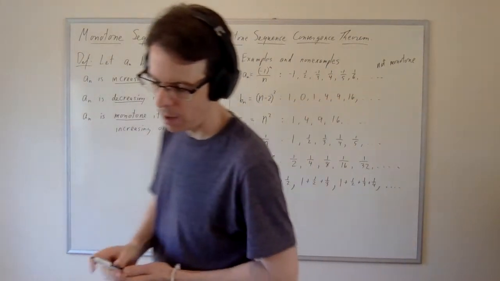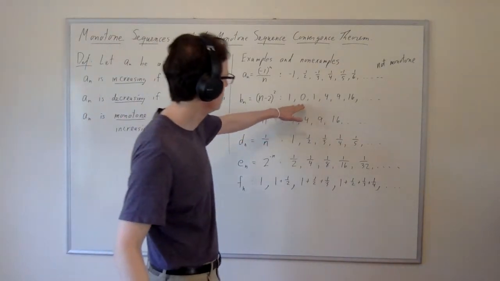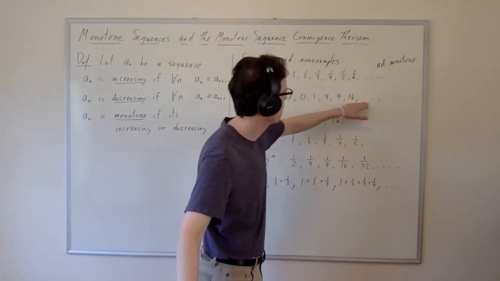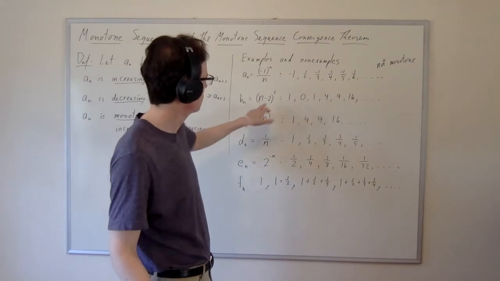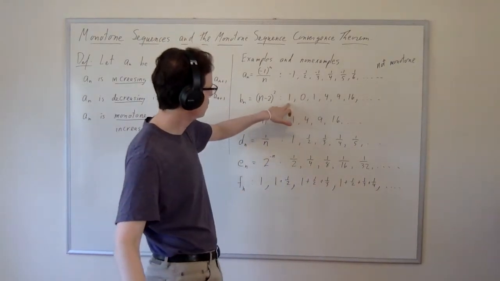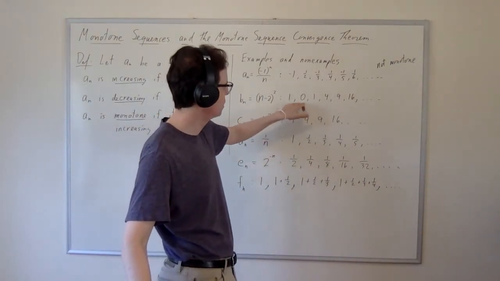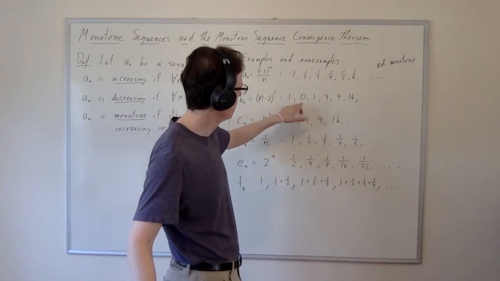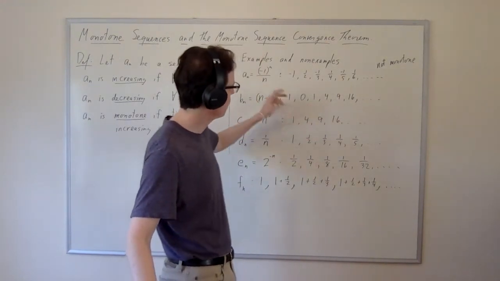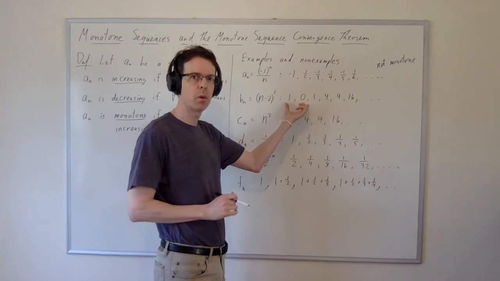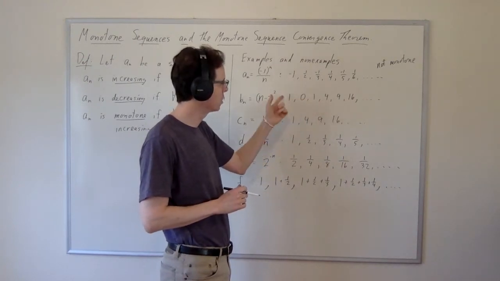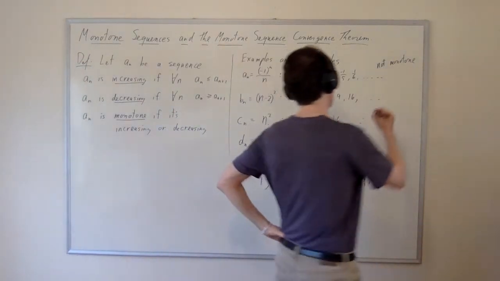The next example is (n-2)^2. Here we see the terms are going up, going up, going up. But the very first term begins with 1 and then drops down to 0. And so this one decreases, and then these increase. So solely because the first term shows this decrease from here to here, this is not monotone.